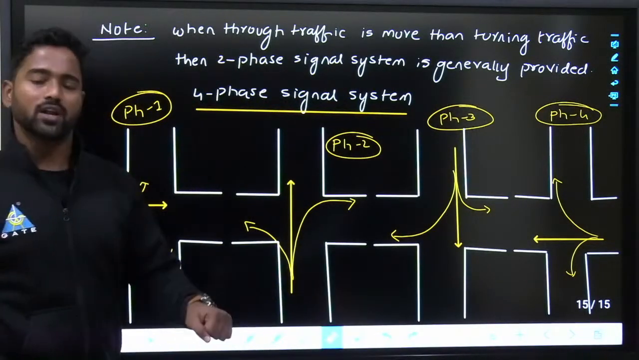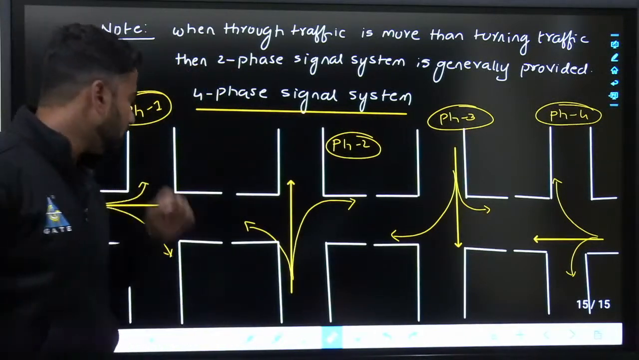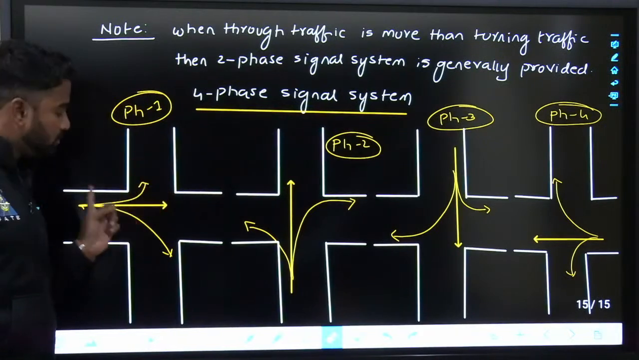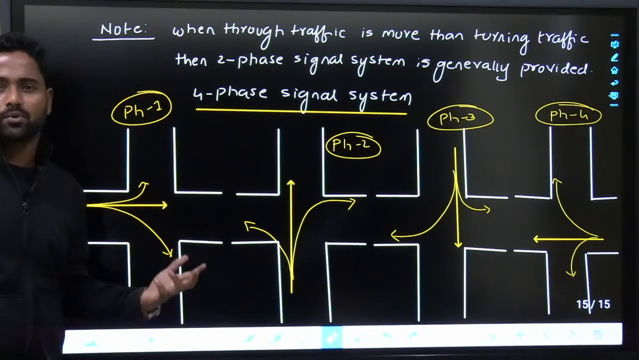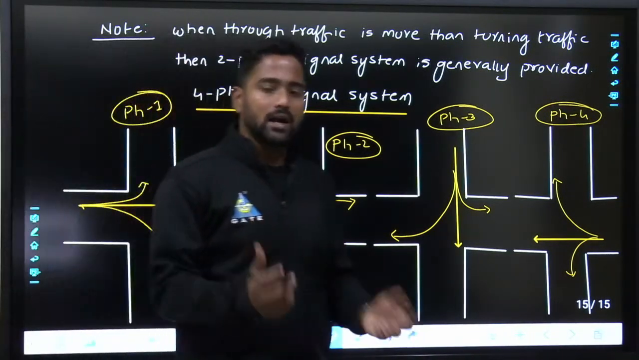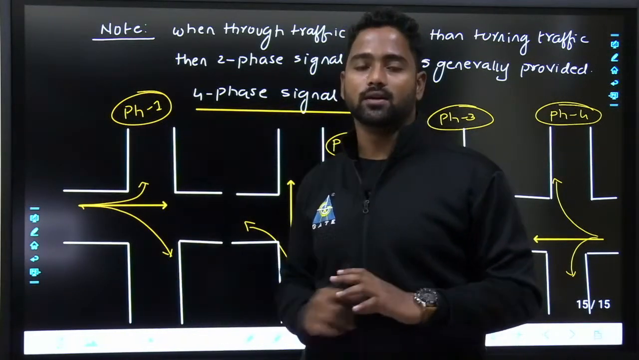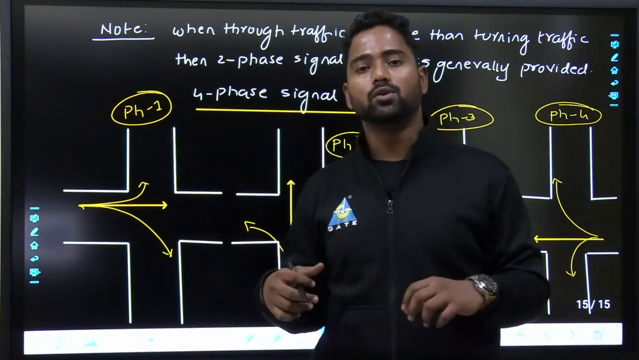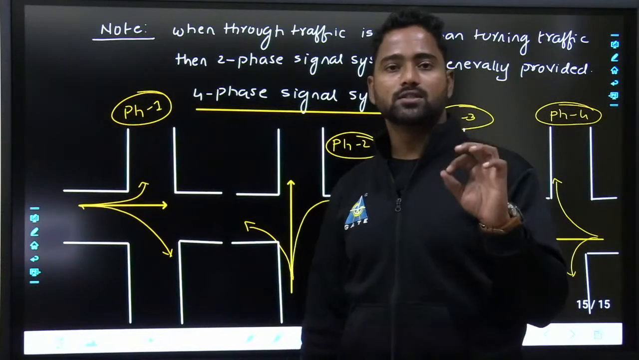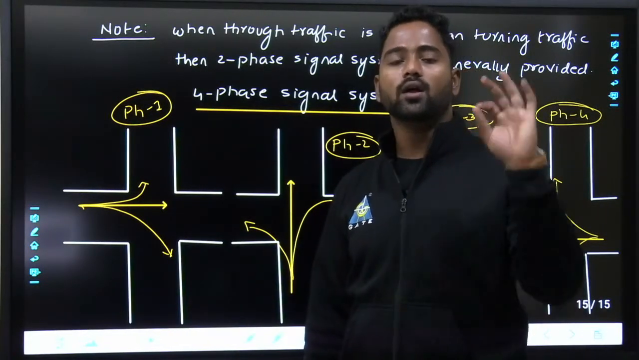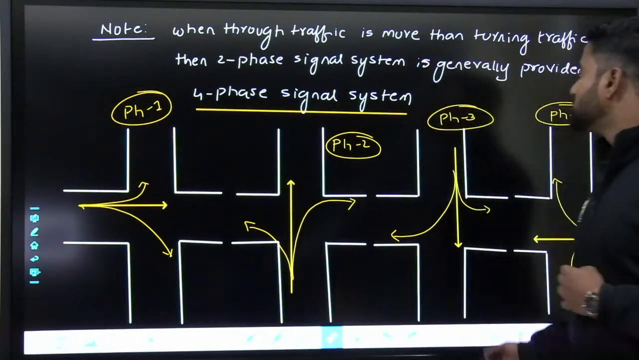And turnings also, left turning will create less conflicts compared to that of right turning. That means left turning has less conflicts, whereas when there is a right turning there will be more amount of conflicts, meaning accident points. So generally we try to avoid right turnings. The best design is to avoid the right turning conflicts. Rotaries, flyovers, all those things are provided just for one thing, that is to avoid right turning traffic. Okay. So this is a four-phase signal system.